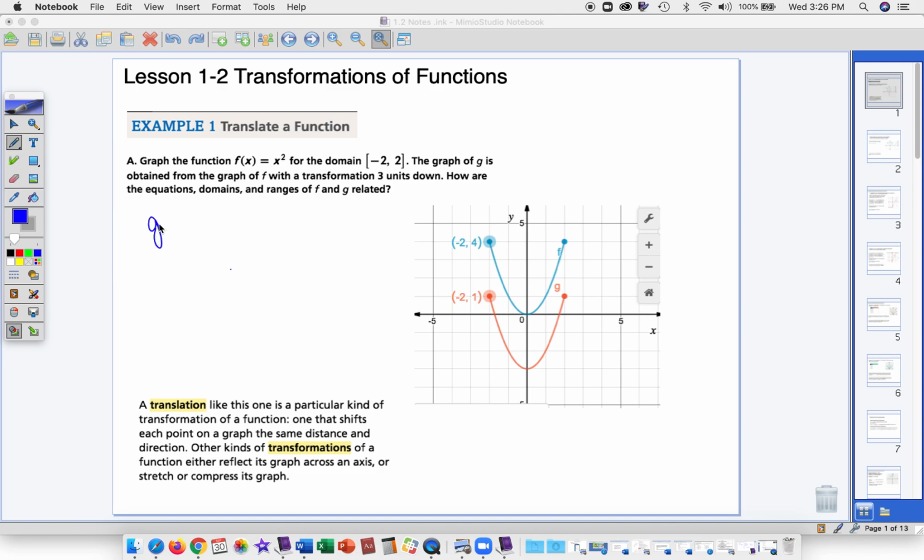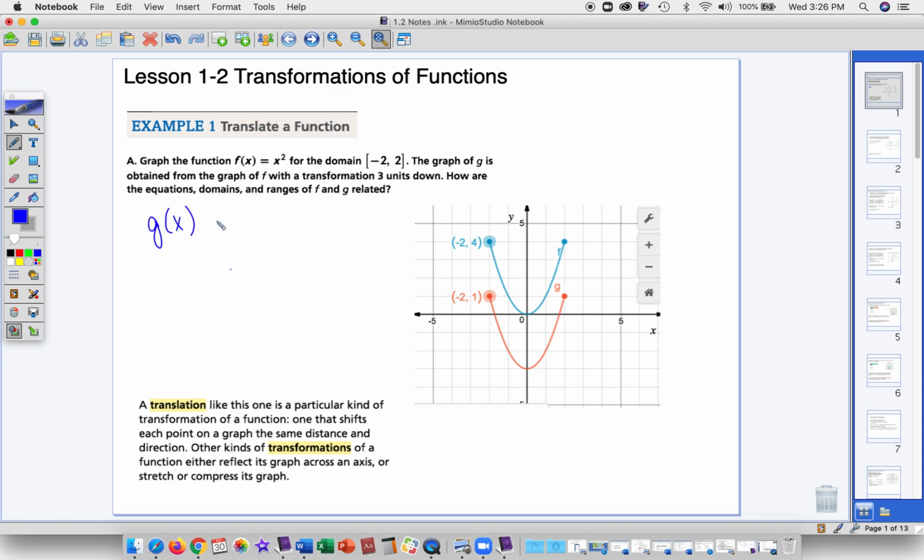So g of x is equal to the original function x squared. Now remember, x squared is what f of x equals, and f of x is a replacement for y, right? So this represents all of the y values. And as I just said, all of them are now 3 less, so we're taking 3 away from x squared. So the equation for g of x is x squared minus 3.